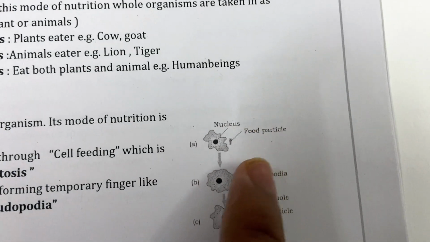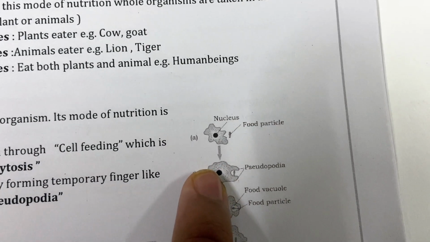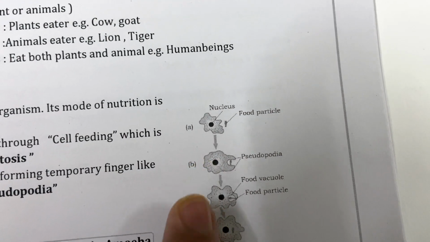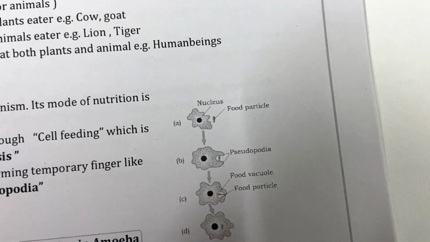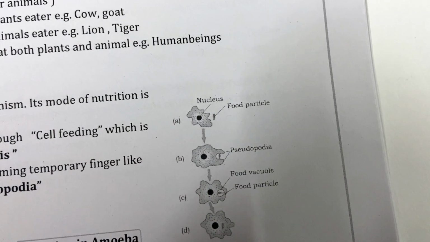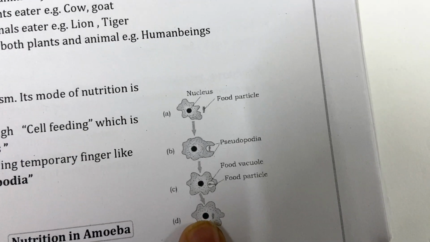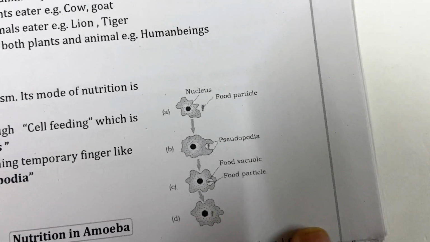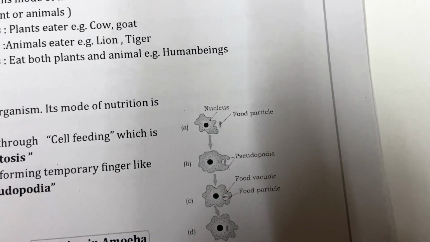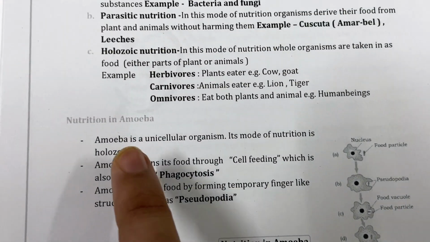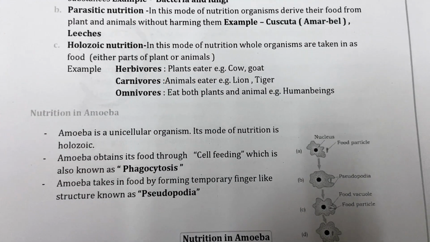So, this is the process of nutrition in amoeba. It will take in the food particle by the process of ingestion. Food vacuole would be formed. Various enzymes would diffuse inside the food vacuole. It will digest the food, and the undigested food will be thrown out of the body of amoeba. And the digestion is holozoic type.